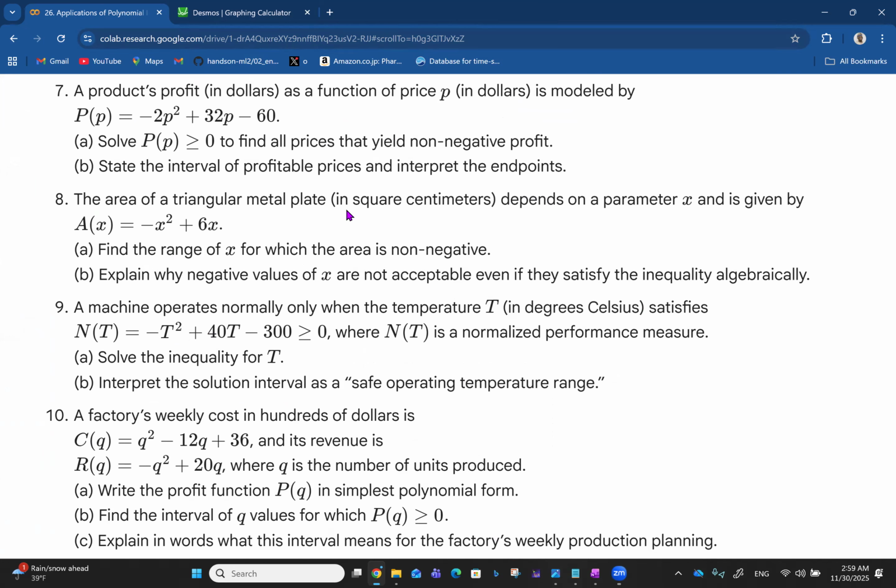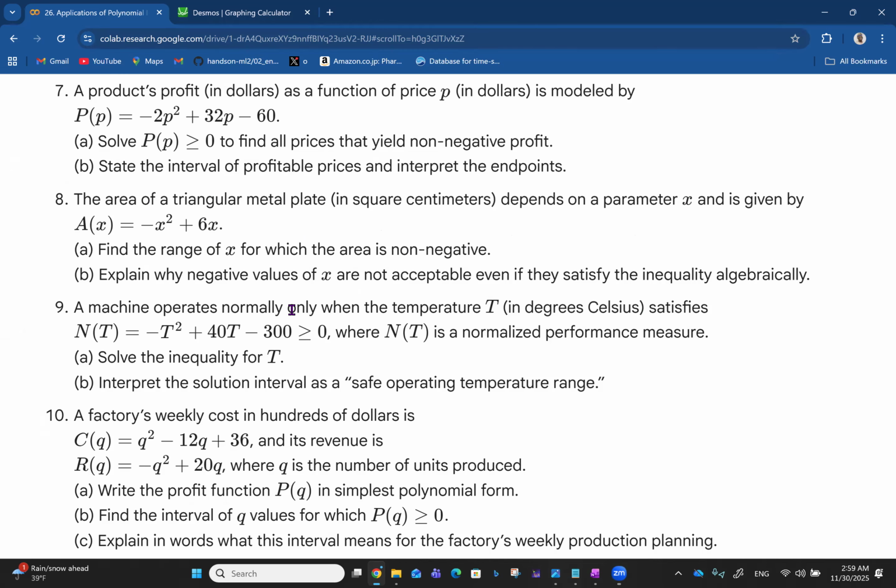Then the area of a triangular metal plate in square meters depends on the parameter x and is given by this. Find a range of x for which the area is non-negative. Okay, triangular metal plate. Okay, so this is the area. So greater than or equal to 0, and then you see what happens. Explain why negative values of x are not acceptable. Of course, we're talking about length and all that, so that is unacceptable.